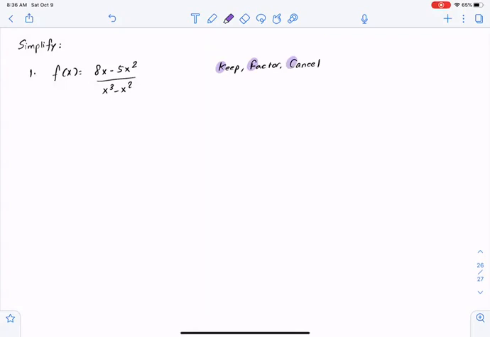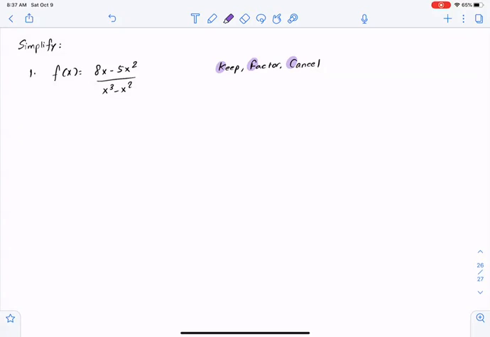So what does it mean? You can either keep the numerator and denominator as is, that is, if you're not able to factor, or factor it. And if you factor it, there is a possibility that you can cancel some terms between the numerator and the denominator.